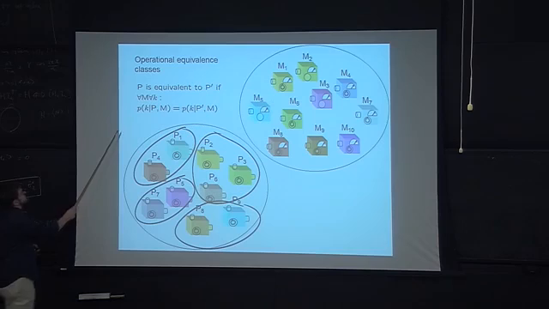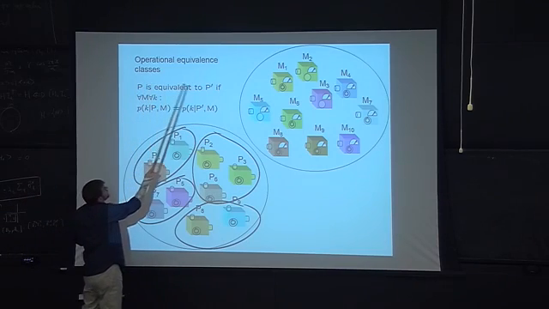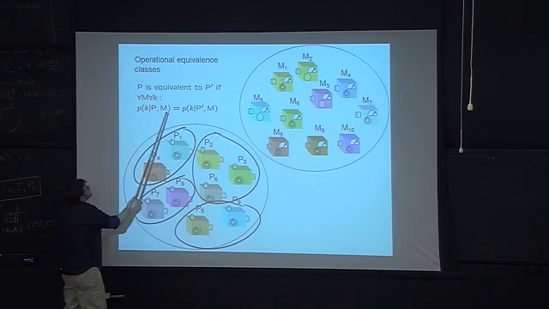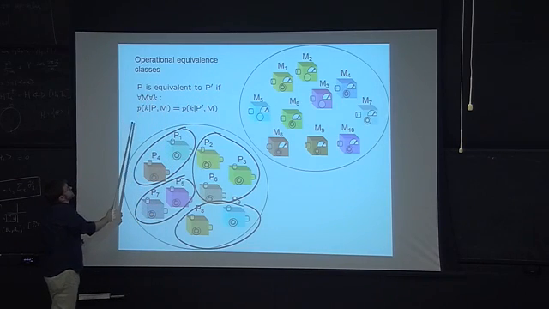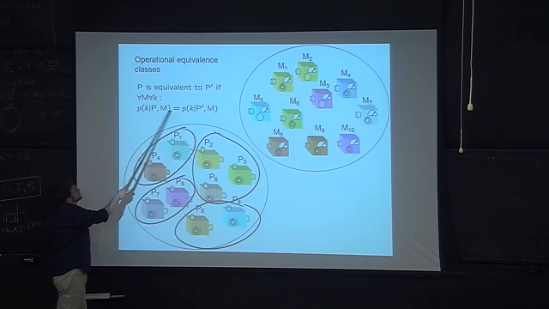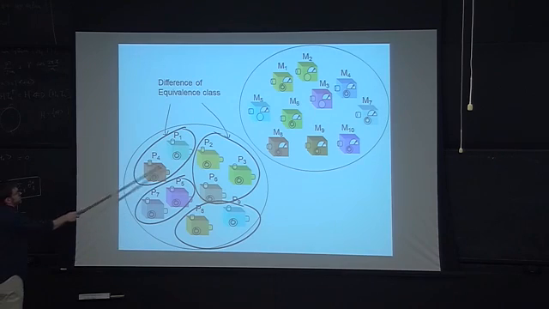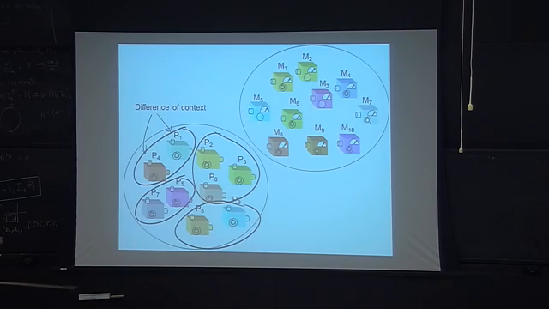So just to give you an equation, I say that preparation procedure P is operationally equivalent to P prime if, for all measurements and for all outcomes, the probability of outcome K for measurement M is the same for P and P prime. OK, so this is a difference of equivalence class. And now the notion of context in this operational approach is just whatever's left over. So any differences that are left over will be called differences of context.